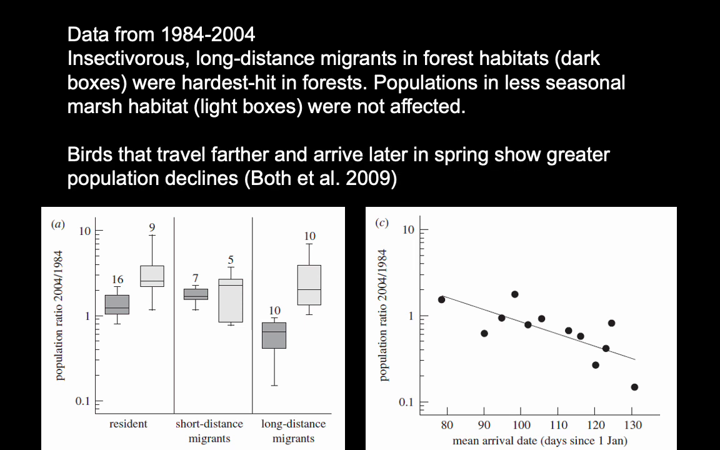In the graph on the right here, again, each dot is a species. And we can see another trend in what makes a species more vulnerable. What we have on the x-axis is mean arrival date, so days since January 1st. And so 80, what would this be here? You've got January and February, March, so 80 would be approximately mid to end of March. So there's birds that show up during this time, or this one species here at 80, and then all the way to 130.